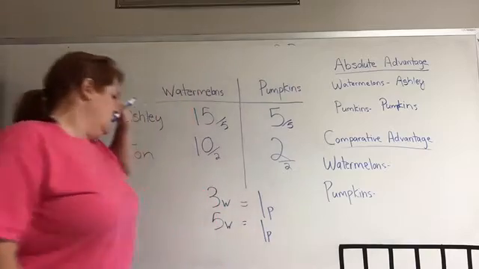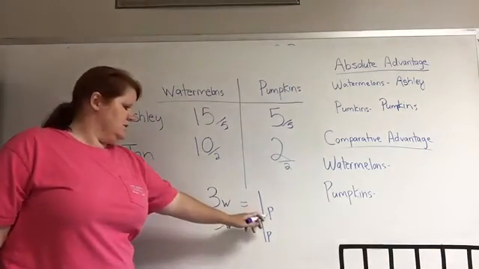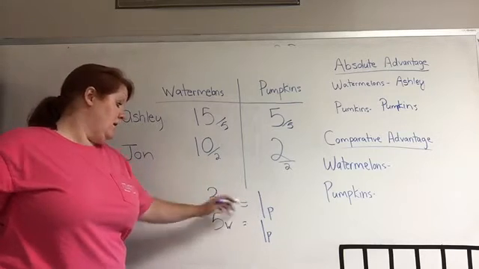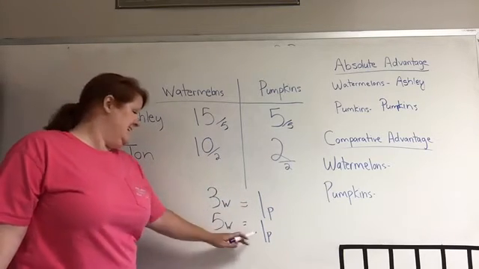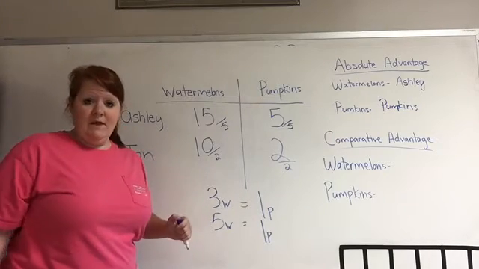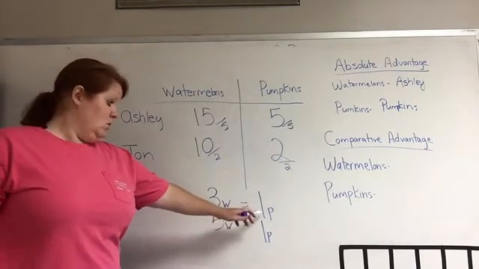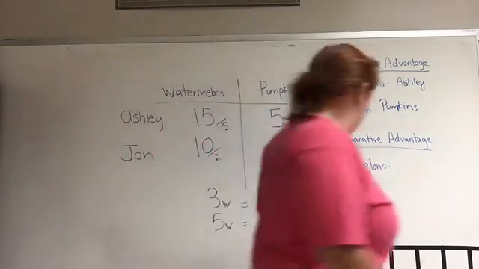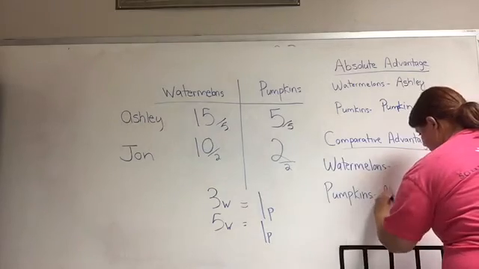So if you look right here, Ashley can produce 1 pumpkin or she can produce 3 watermelons. John can produce 1 pumpkin or 5 watermelons. Who's giving up the least to produce 1 pumpkin? Ashley is. So Ashley has comparative advantage in pumpkins.